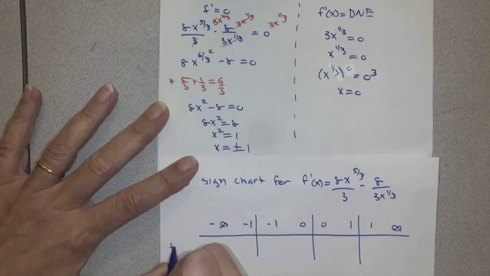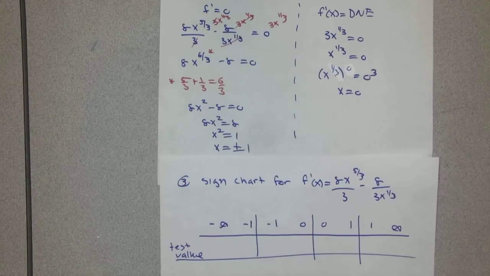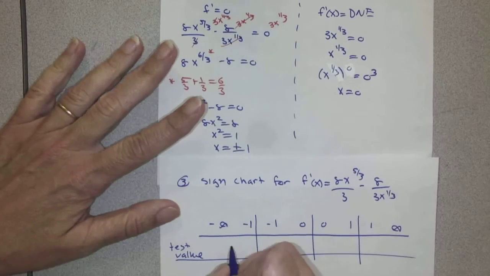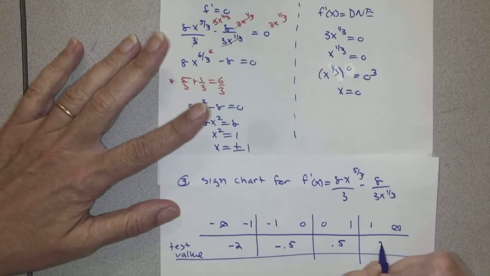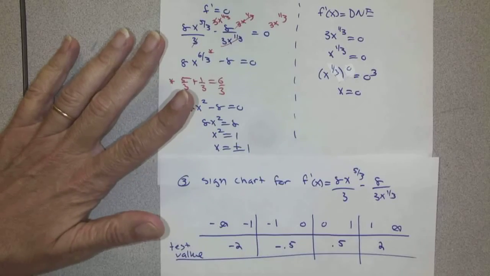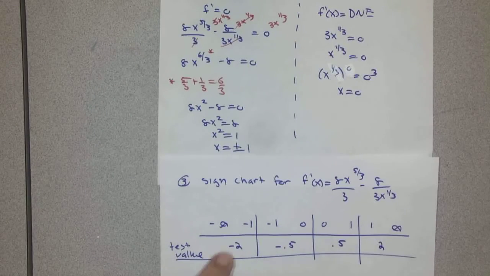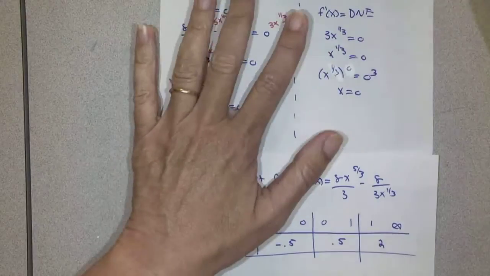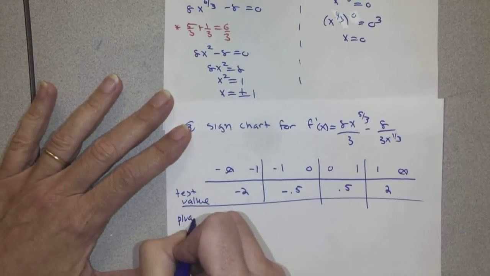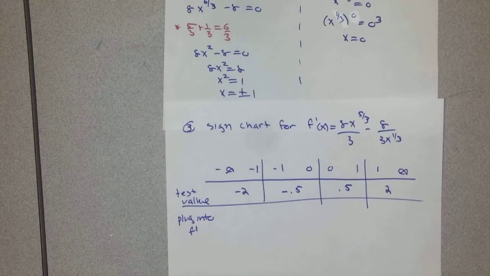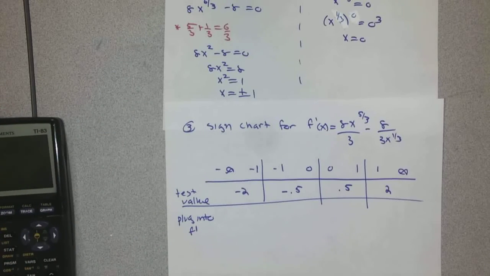I like doing the test value thing. So test value, any number in each one of those intervals. So negative 2, negative 0.5, 0.5, 2. And decimals here are perfectly okay because those aren't going to be the answer. The answers are up here, honestly. Just got to clarify those answers a little bit more. And then we plug into the derivative. And you can use your calculator. It's fine. I'm going to use my calculator.